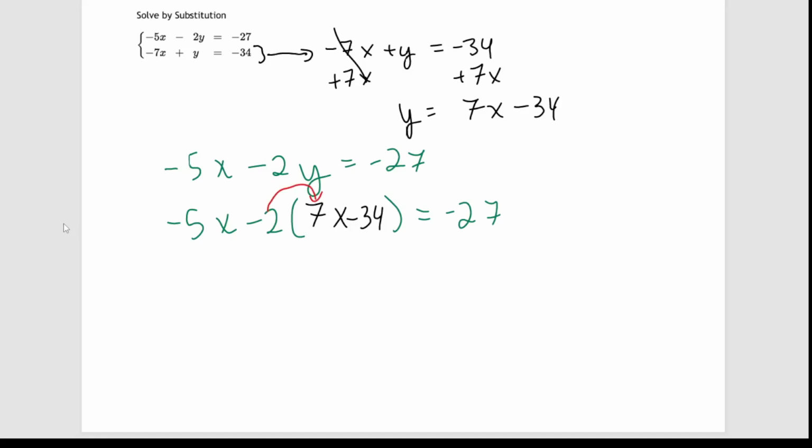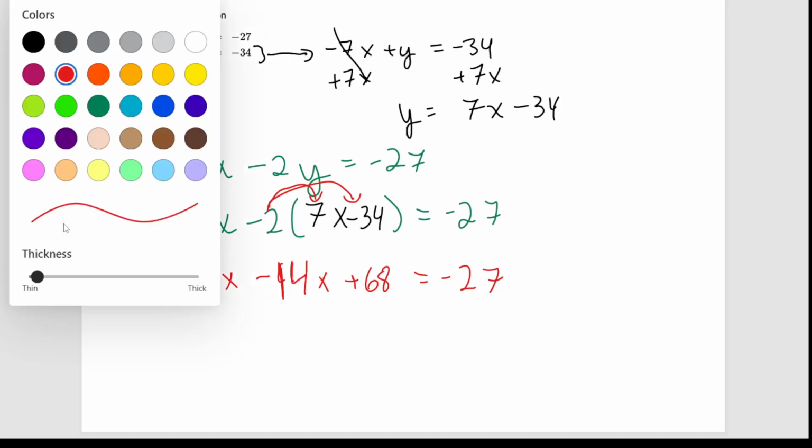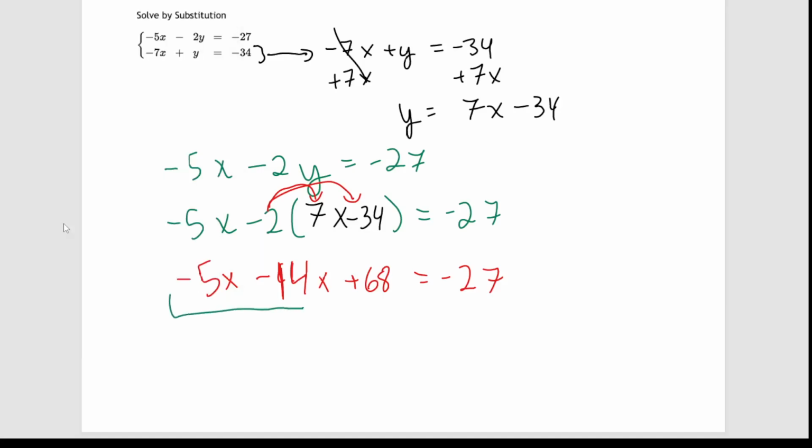-2 times positive 7 will give me -14x. Negative 2 times negative 34 will get me positive 68. Drop down the minus 5x, drop down the negative 27. Now I want to continue to combine like terms, so in particular, negative 5 minus 14 is going to get me negative 19x. Drop down the 68.